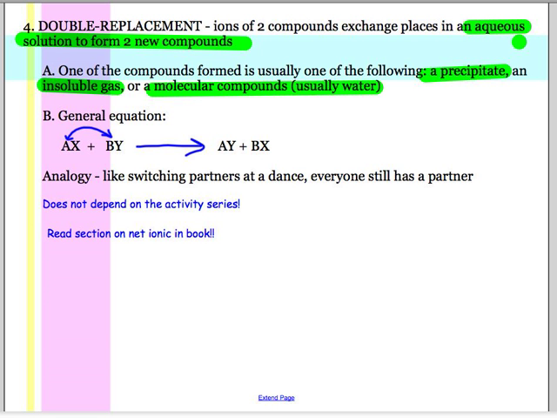Here's the general equation. Your two metals typically switch. So A was hanging out with X, and back here he switched. Now he's hanging out with Y. And B was hanging out with Y, and now he's hanging out with X.